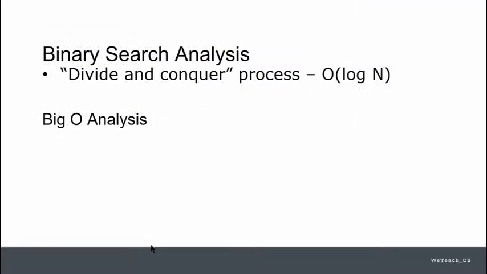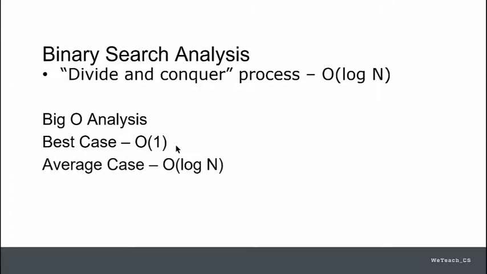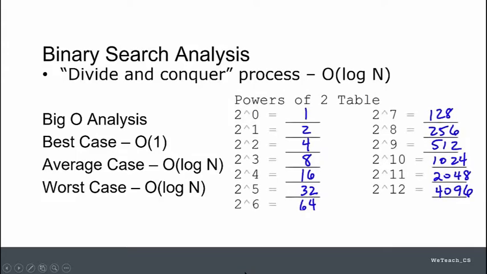Now let's do some analysis. The basic idea behind the binary search being a divide and conquer process means it's going to have a basic runtime of log n. But the best case scenario will be O of 1, because that's when you find it right away in the first middle position. Otherwise, the average and the worst case, even though you don't find it, it's still going to be a log n process.